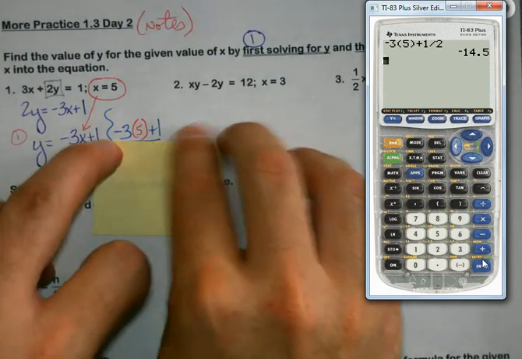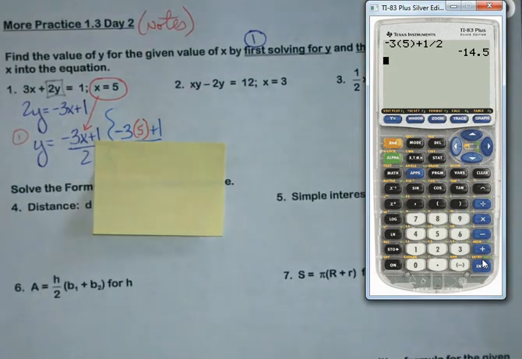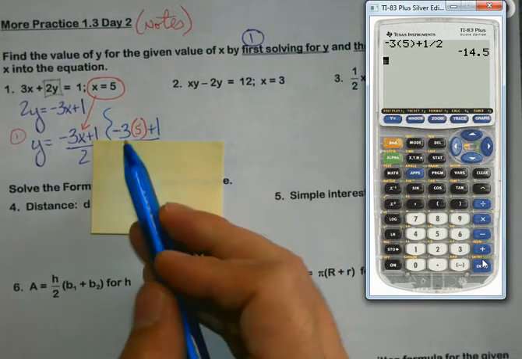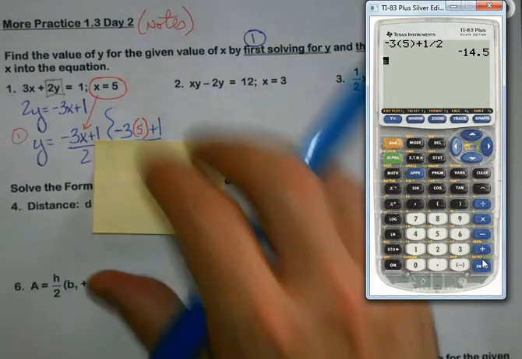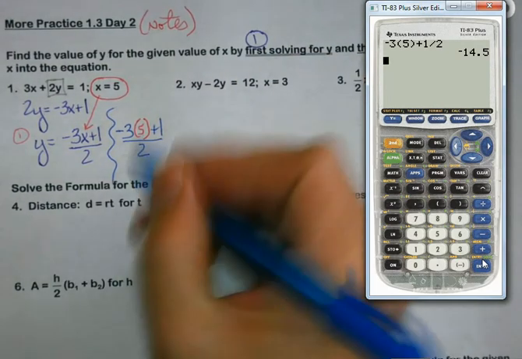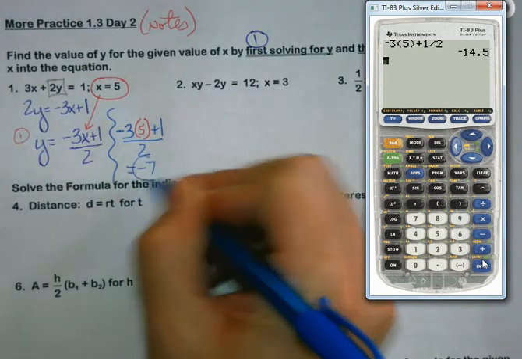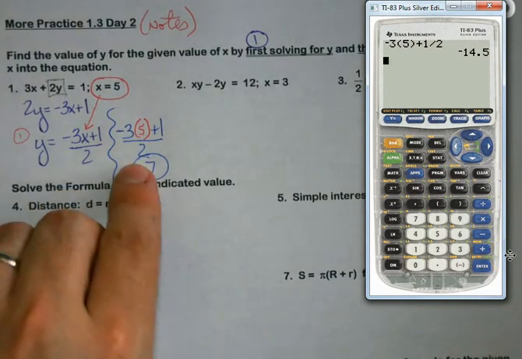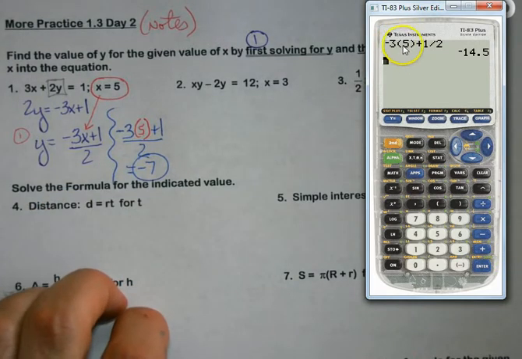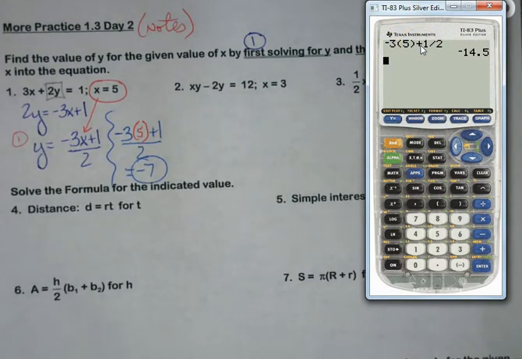Because if you think about it, and I forget that the denominator's there for a minute, negative 3 times 5 is negative 15, plus 1 is negative 14. Divided by 2 is negative 7. That's not even close to being the same thing. What happened? The calculator followed order of operations. You didn't tell it that I want this and then divide by 2. So it multiplied these, then it divided 1 by 2, and finally it added them. It followed order of operations.